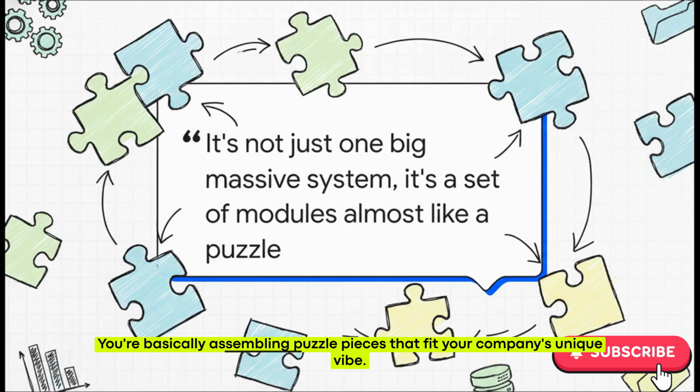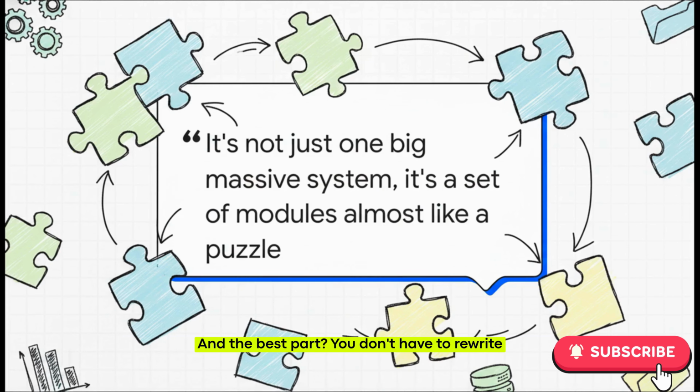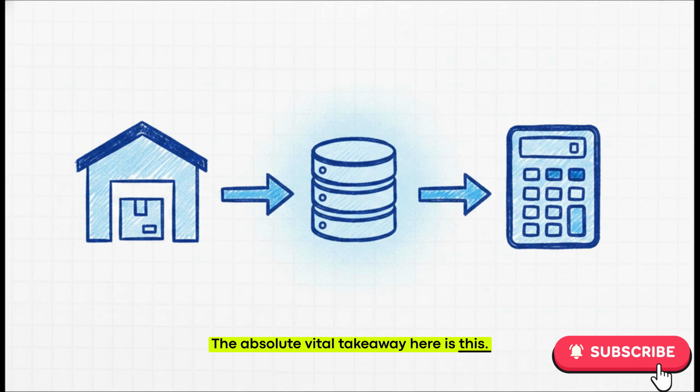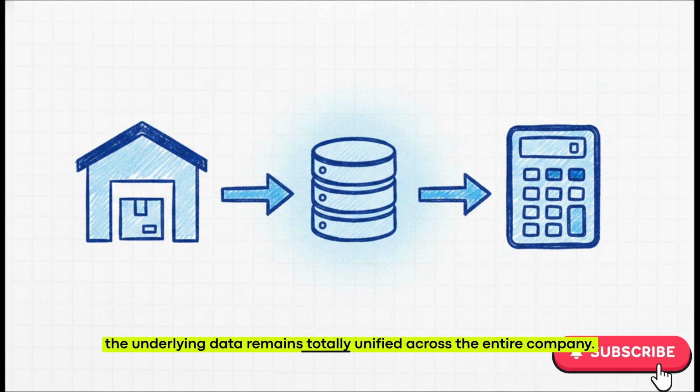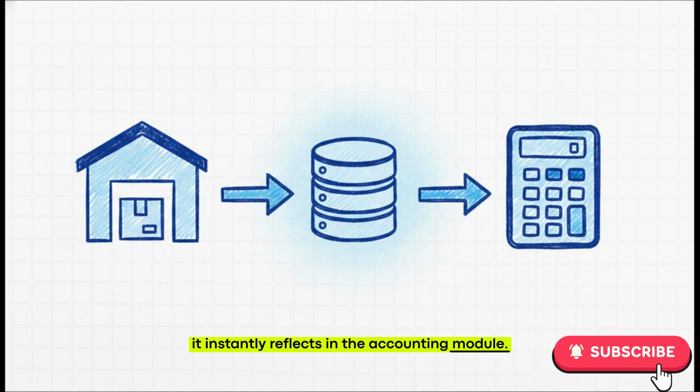You're basically assembling puzzle pieces that fit your company's unique vibe. Since every business has its own quirks and requirements, they can configure these individual pieces to match their specific workflows. And the best part? You don't have to rewrite the core software code from scratch to do it. The absolute vital takeaway here is this. While each department gets a tool tailored perfectly for them, the underlying data remains totally unified across the entire company. So if someone makes a change in the warehouse module, boom, it instantly reflects in the accounting module. It's all one single source of truth, beautifully connected through end-to-end business processes.